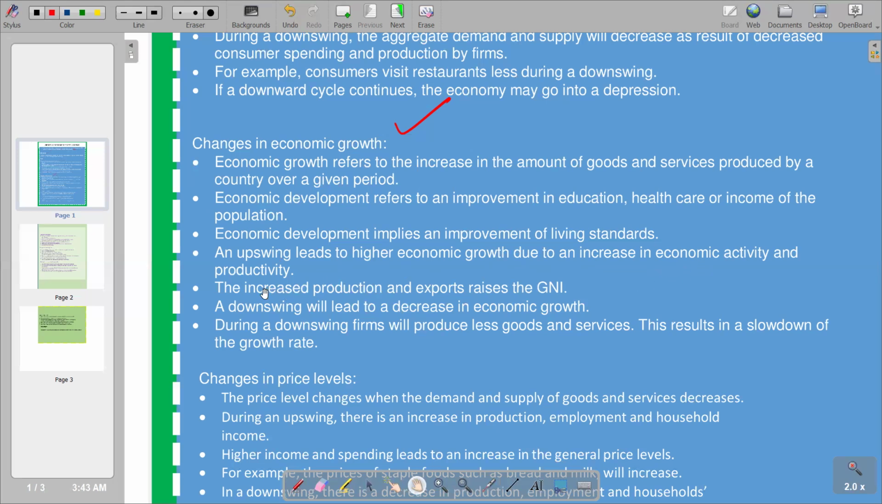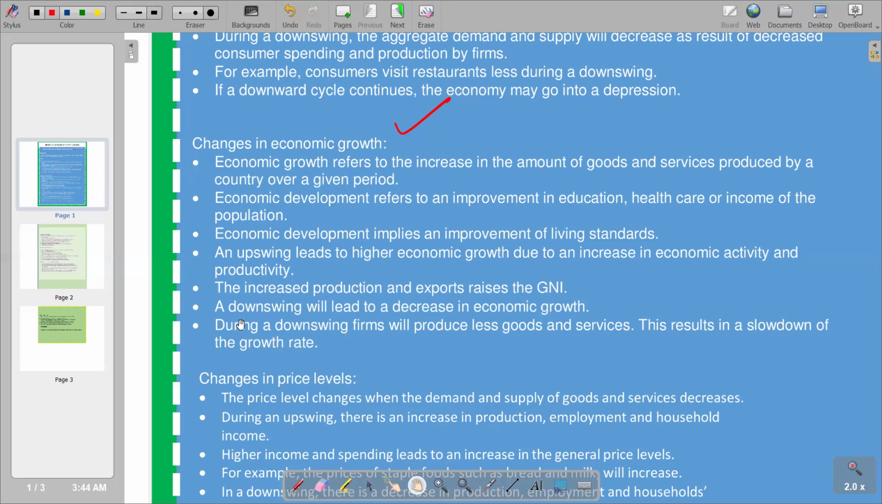And then next point, increased production and exports raises the gross national income. So obviously, when we're having an increase in production, exports are also being activated. If the increase in exports is being activated by the increase in production in the domestic economy, finally it will raise the gross national income. So this is what we have.